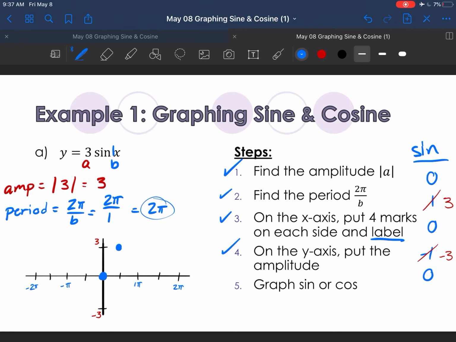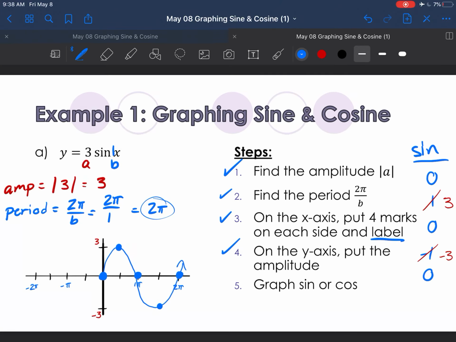So it goes up from 0 to 3, then back to the 0 or the middle, then down to -3, and then back to 0. Then you connect the dots, and that'll be your wave. So connect the dots to create a wave, and then draw an arrow at the end.